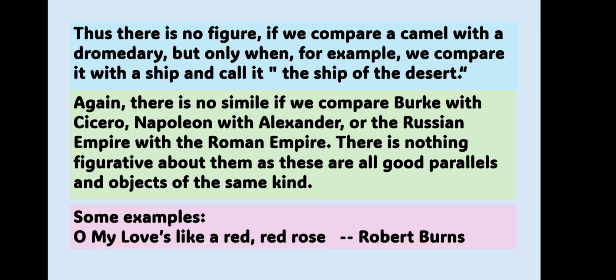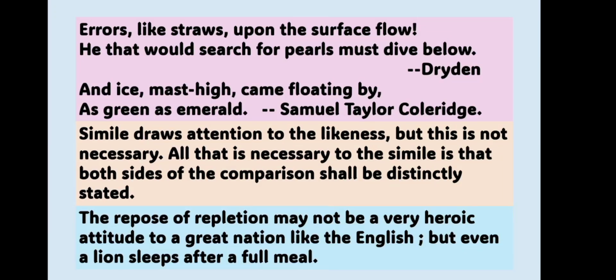Some examples of simile are: number 1. My love is like a red rose by Robert Burns. Number 2. Errors like straws upon the surface flow. He that would search for pearls must dive below by Dryden. Here, errors are compared to straws, which are the objects of different kinds.